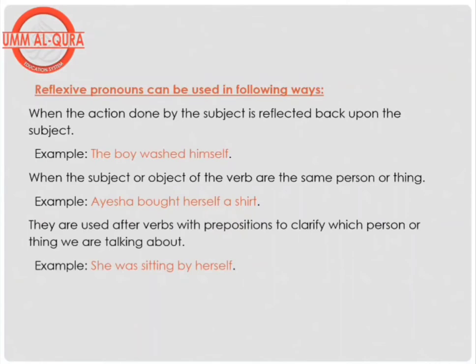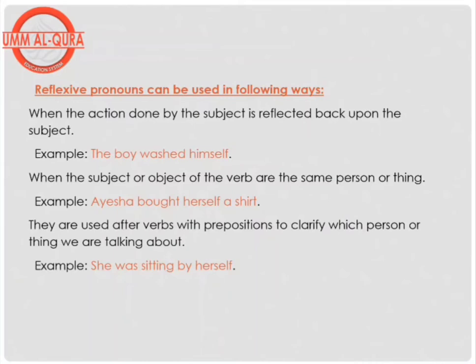Reflexive pronouns can be used in the following ways. When the action done by the subject is reflected back upon the subject. For example, the boy washed himself. Now in this sentence, the action is being performed on the subject, and that is the boy, by his own self. So the action done by the subject is reflected back upon the subject in reflexive pronoun and it is shown by reflexive pronoun.